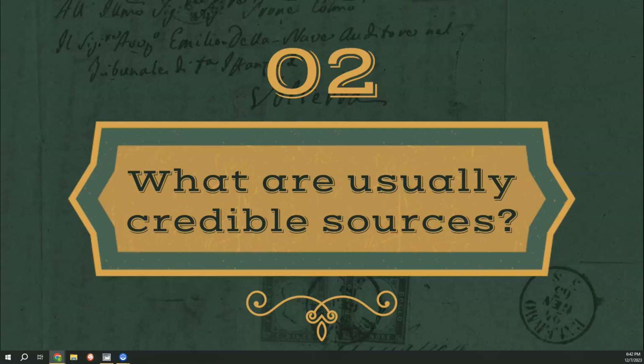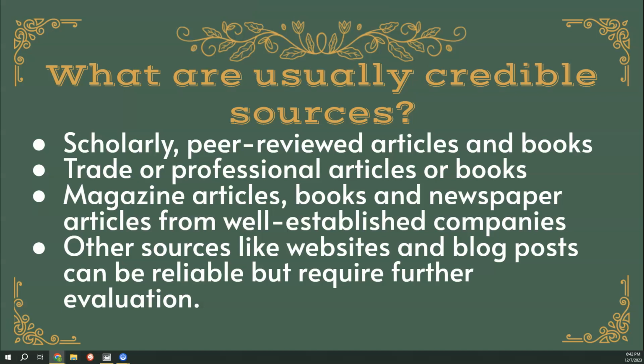So what are usually the credible sources that everyone will use? So usually they are scholarly, peer-reviewed articles and books. Those things have to go through several checks for information to make sure that they are trustworthy. Sometimes the trade or professional articles or books are also very trustworthy because they again have to go through professionals who know what they're talking about in order to make them.